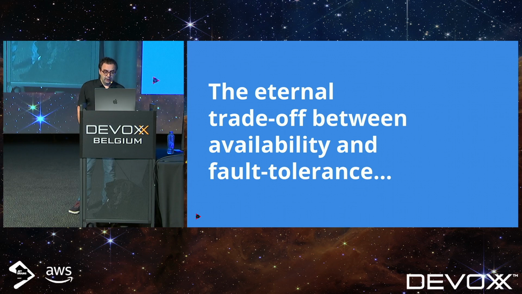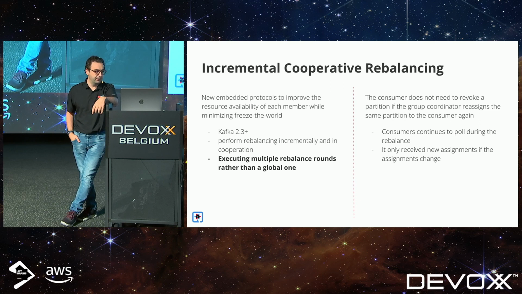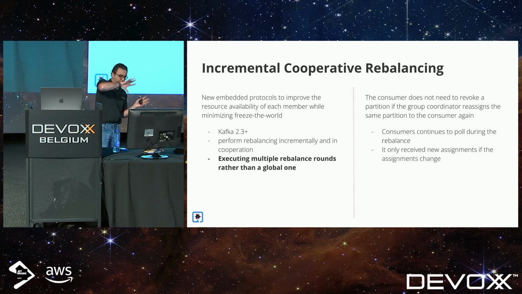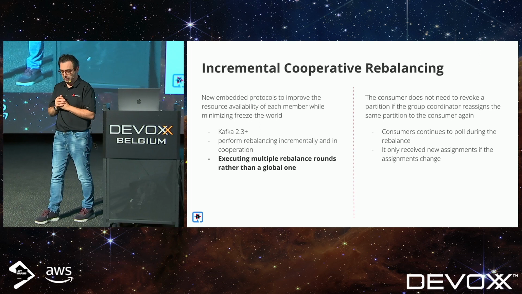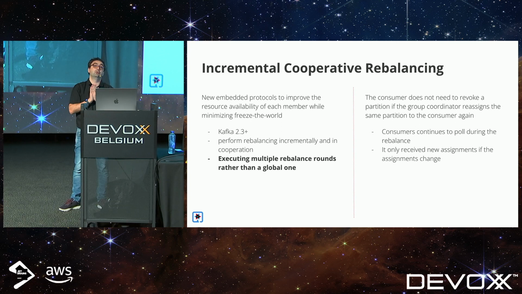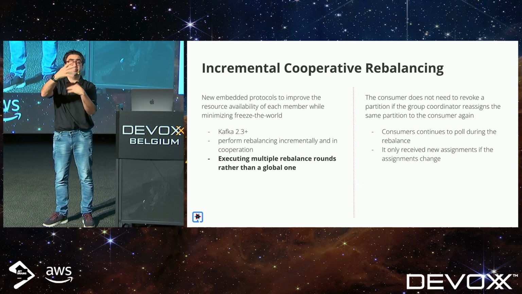Now, the eternal trade-off between availability and fault tolerance. There is another rebalance protocol, which is named incremental cooperative rebalancing, which arrived in Kafka 2.3, at the same time as static membership, actually. And it's a change in the order of the messages in the rebalance to try to tackle the dynamic world of the cloud a little bit better. So basically, it will try to reduce the freeze the world. How to do that? It won't revoke partitions from you if the coordinator says, well, you are still assigned to the same partitions.